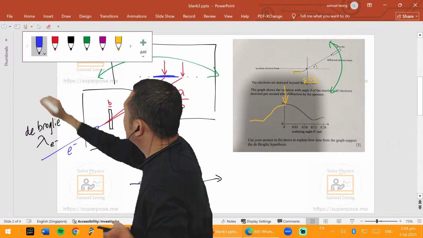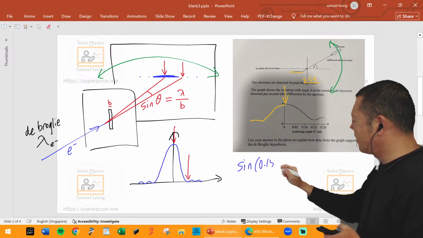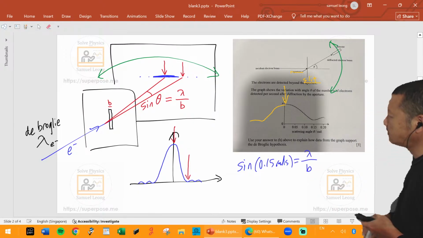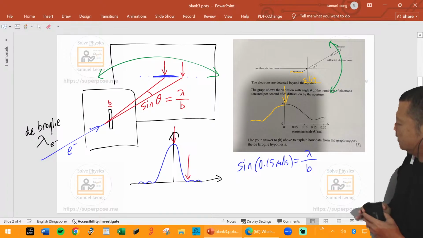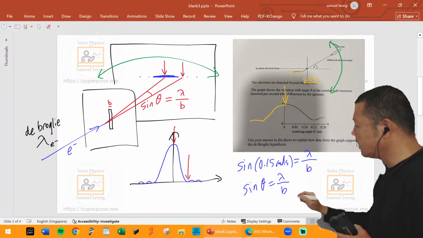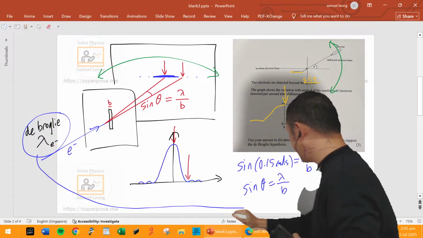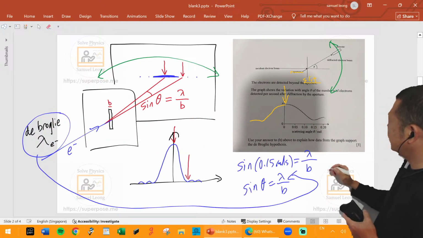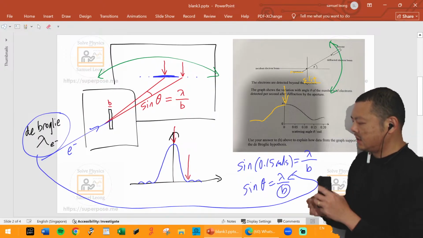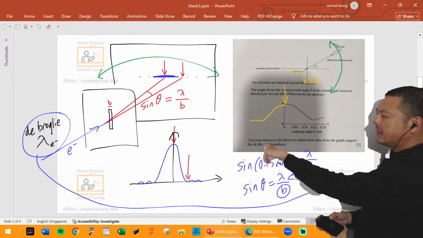So the working for this will be sine 0.15 radians equals lambda over b, right? Or maybe you're supposed to find sine theta with lambda over b. Given the lambda that we found previously, and the b that they are asking for in the question, which is the 0.13 mm, then you're supposed to find this theta there, and then say that it's similar or something like that. At the end of the day, they're asking you to do this.